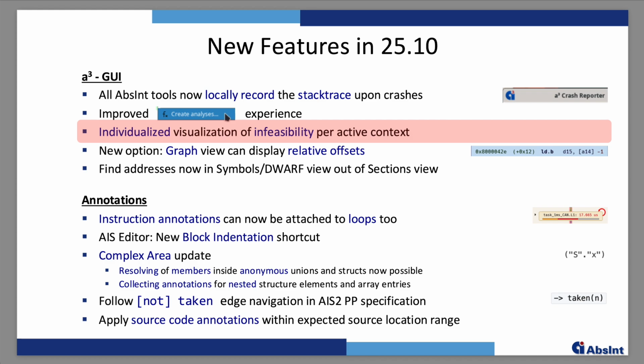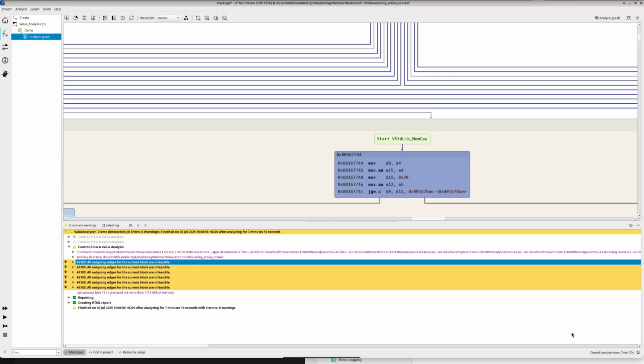Now, in the new version, it will be possible to show the infeasibility of blocks or entire routines for specific selected active contexts. Let me give you a demo on that. Sometimes you get warnings that some infeasible program location has been detected, or an infeasibility as an effect of a contradiction or similar, and you would like to investigate on this infeasibility in your call and control flow graph, right?